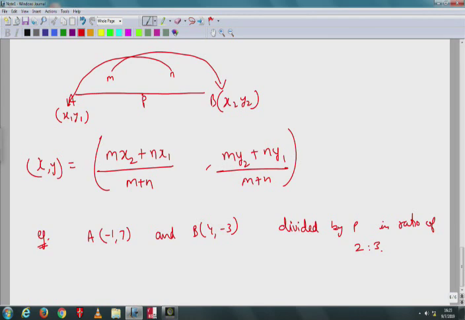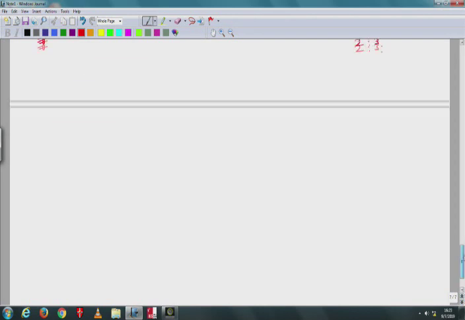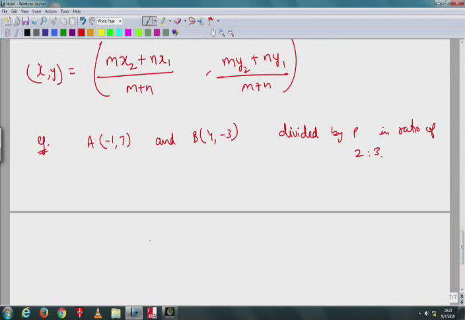Try this. Just make the diagram like this. So what we will do, let me solve this for you, then you can do the next one starting from the next. Just draw a line like this first. A and B. Coordinates of A are -1, 7. Coordinates of B are 4, -3.